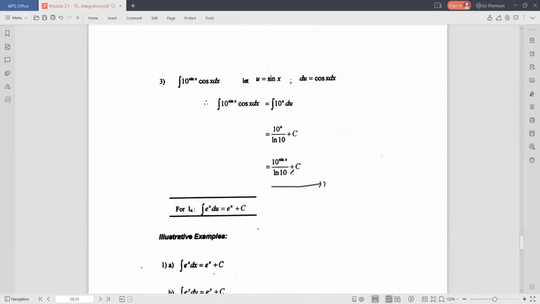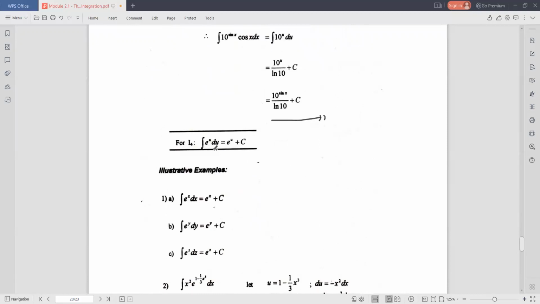Ayan. So we have here the last integral formula for this topic. So the remaining formulas, we will discuss by next meeting Tuesday. Yung natira.